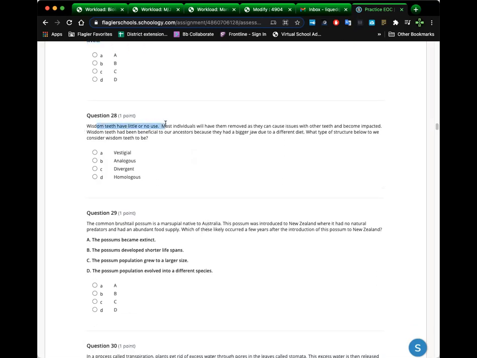All right, wisdom teeth. Wisdom teeth have little or no use. It's what we call a vestigial structure. There's not much else I can say about that. Vestigial structure. Analogous structures would be two structures that have similar functions but different structure. Divergent is a type of evolution where two different organisms diverge into different species. And homologous is same structure, different function, like the wings of a bird and the arms of a human, same bones, radius, ulna, humerus, all that stuff, but different functions.